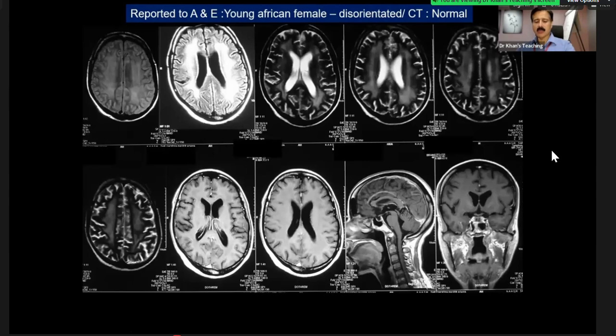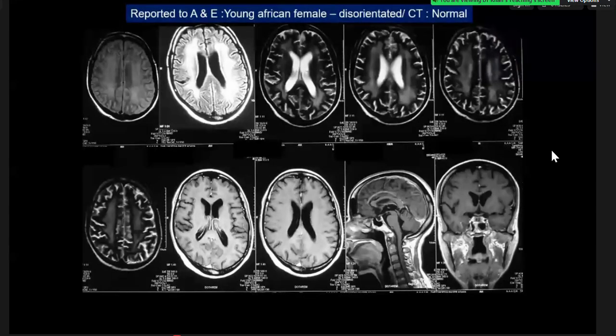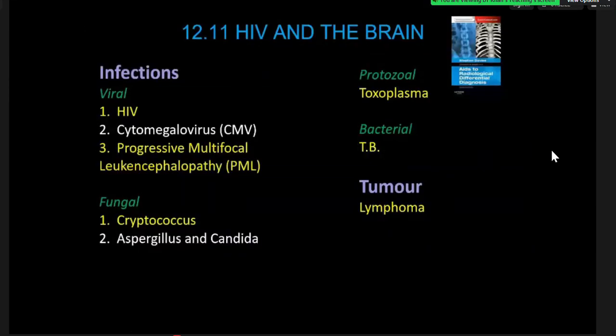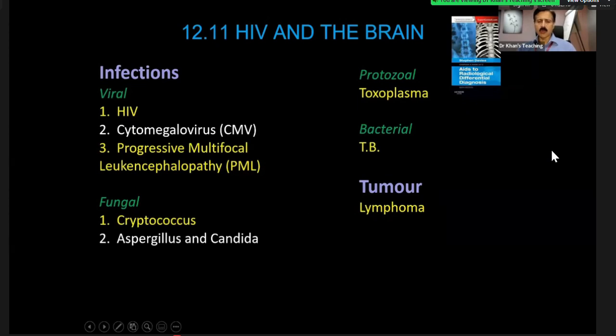Now, candidate 3, thank you very much. Well done. And candidate 4, raise your hand, but I'll do a bit of teaching on this case. Now, this is from your old book, HIV and the brain. HIV is very important for the exam, and it can come as a long case.